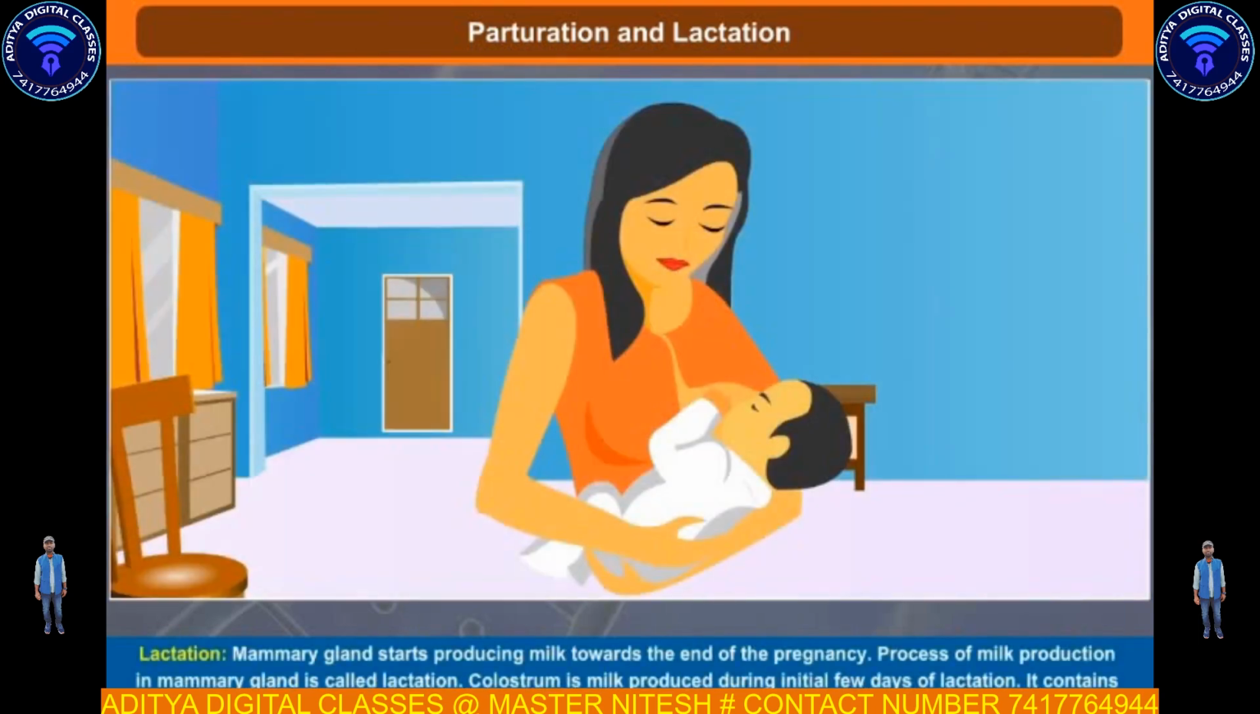Lactation. Mammary gland starts producing milk towards the end of the pregnancy. The process of milk production in mammary gland is called lactation. Colostrum is milk produced during the initial few days of lactation. It contains several antibodies which provide immunity to the newborn baby.